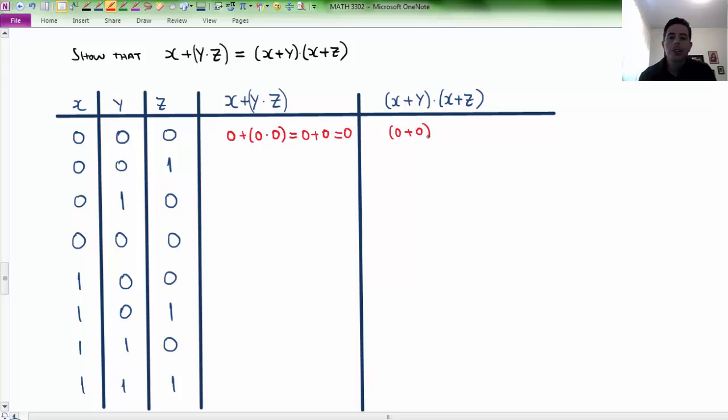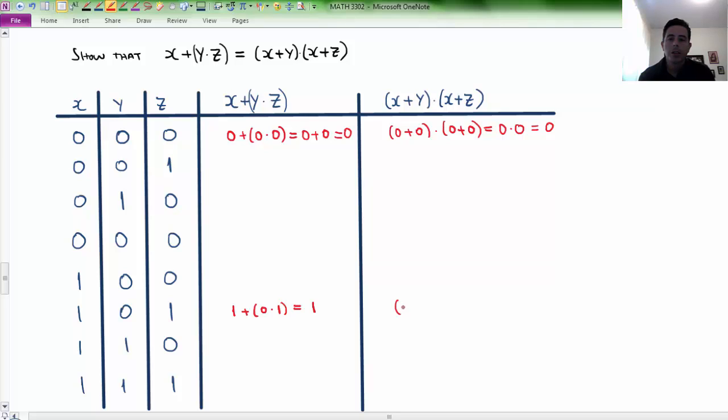And then here you will see that it also gives you the same output. 0 or 0 is 0, 0 or 0 is 0, and then 0 and 0 is 0. See, same output. And let me do, for example, this one here. That would be 1 plus 0 times 1. You can see that 0 and 1 is 0, and then 1 or 0 is 1.